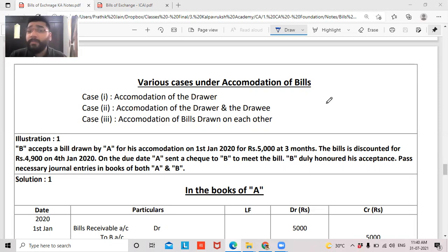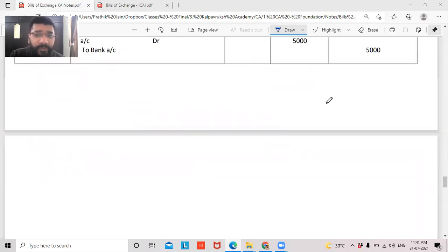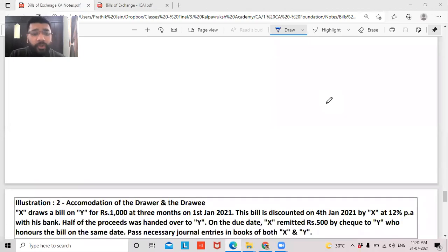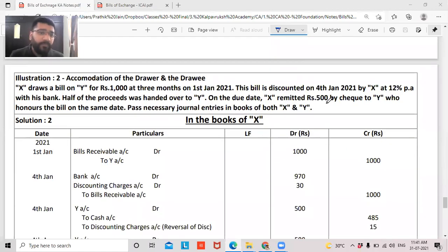So today we'll be focusing on the sums related to case two and case three. Whatever these three sums I've been doing in the last class and today, this is just the basic, to make you more comfortable with the concept of accommodation of the bill. But as we proceed, when we do the study material, these cases could get a little bit complicated. So as a warm up to your study material, I'm giving you three illustrations. Illustration one related to case one was completed in the last class. Today we'll be heading towards illustration two, which is in relation to case number two, where we want to help the drawer and the drawee, that is accommodation of the drawer and the drawee.